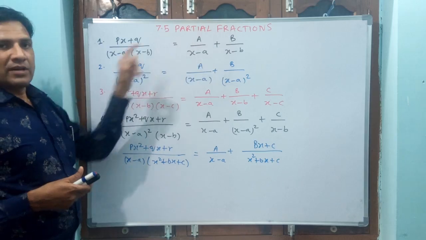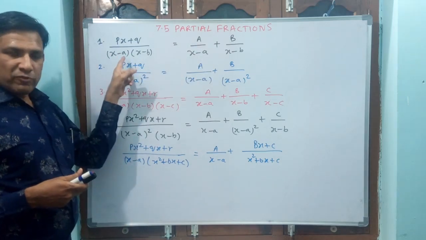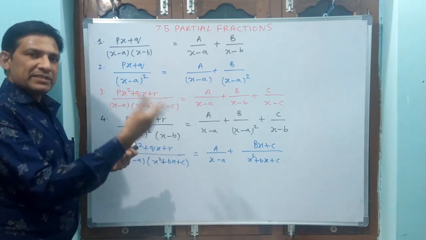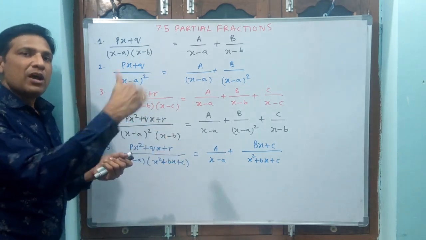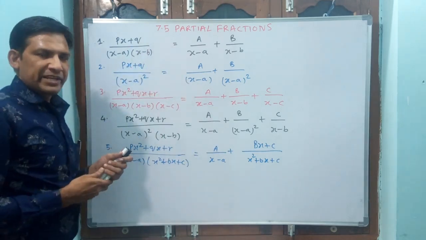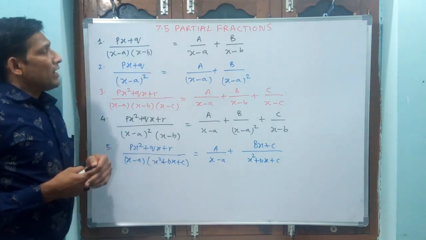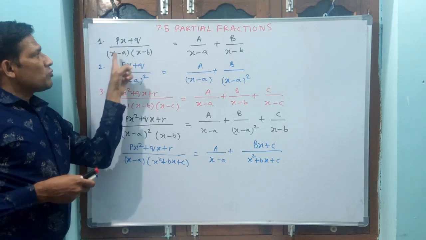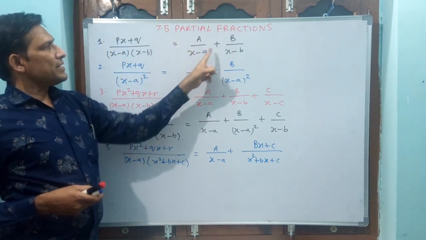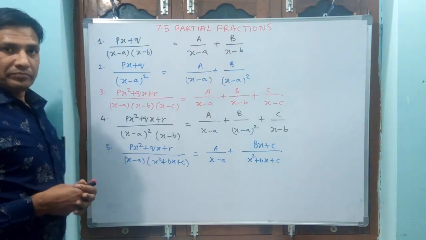Earlier, without this, we were doing expansion. Then we were taking (x plus a) whole square or (x minus a) whole square plus or minus a square or plus or minus b square, and we were doing this by taking t and so on. Now you see, (px plus q) by (x minus a) into (x minus b), we can also split this way: A by (x minus a) plus B by (x minus b).